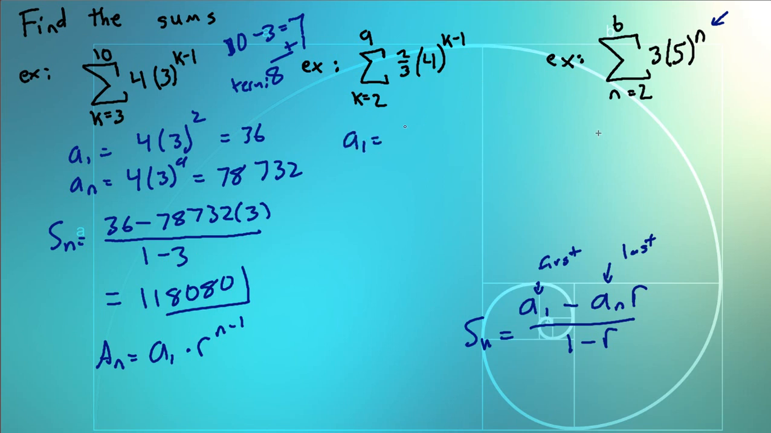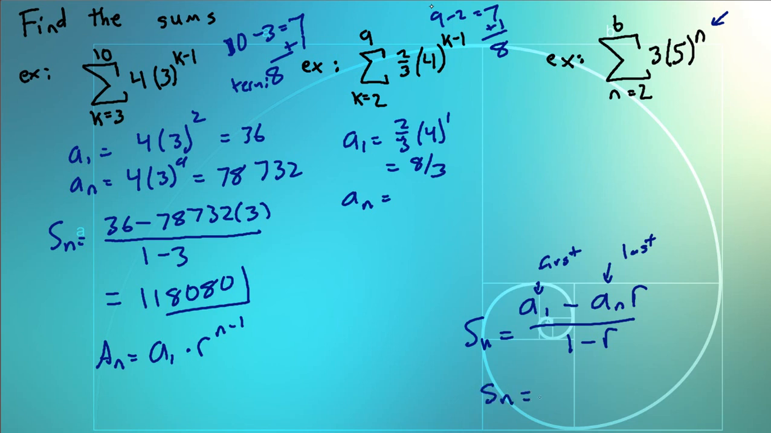Okay, this one, our first term is going to be 2/3, 4, to the, if I put in a 2, a 1. So that's going to be 8/3. And then our nth term. Now, how many terms do I have? Again, 9 minus 2 would be 7, and then one more, so 8. There are 8 terms right here. But I don't really care about that because I'm going to use this formula.